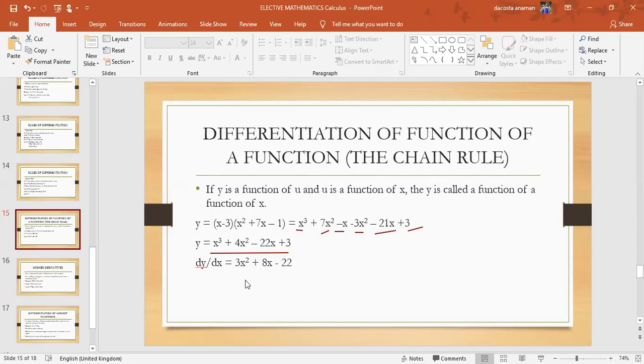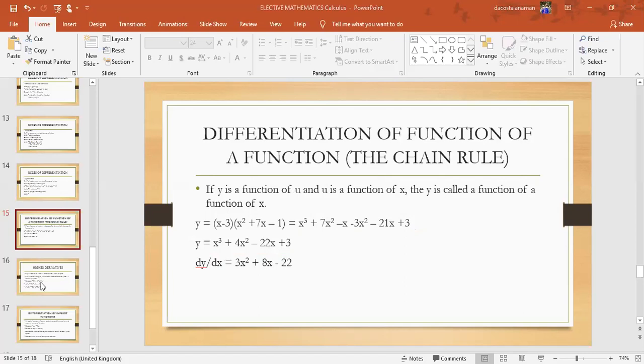So this one, you get 3x squared plus 8x minus 22. Differentiating a constant is 0. So that will give you 0. That's it. That's all about differentiation of function of a function. That is the chain rule, okay? The chain rule.